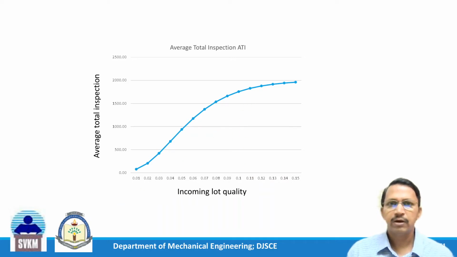So this is also one of the parameters for differentiating between two sampling plans. Always the sampling plan which gives less inspection is preferable over the other one which gives more components to inspect.